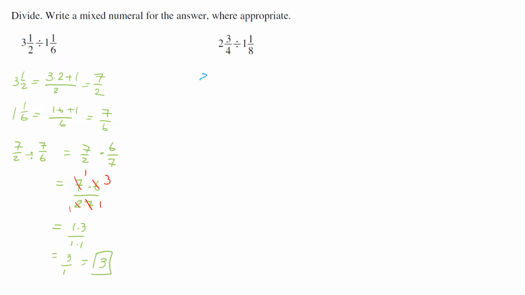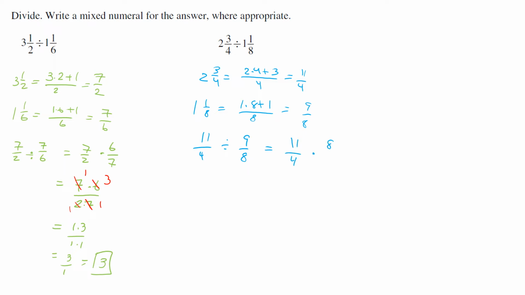Alright, so 2 3/4 is equal to 2 times 4 plus 3 divided by 4, which is 8 plus 3, 11 over 4. 1 1/8 is going to be 1 times 8 plus 1 over 8, which will be 9 over 8. So 11 over 4 divided by 9 over 8. In order to divide fractions, we flip and multiply. So 11 over 4 times 8 over 9. This is going to give us 11 times 8 over 4 times 9.